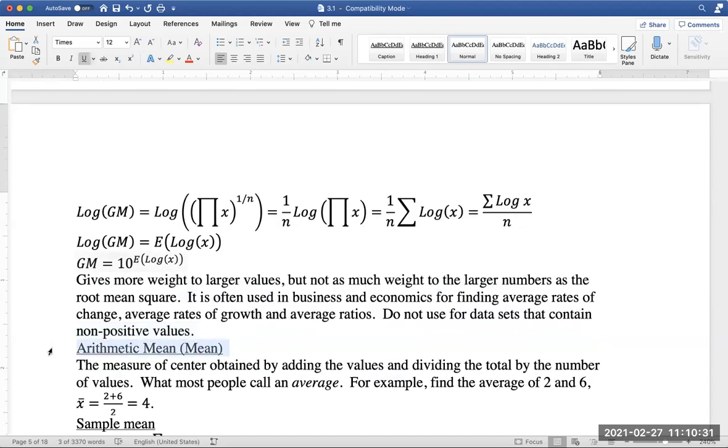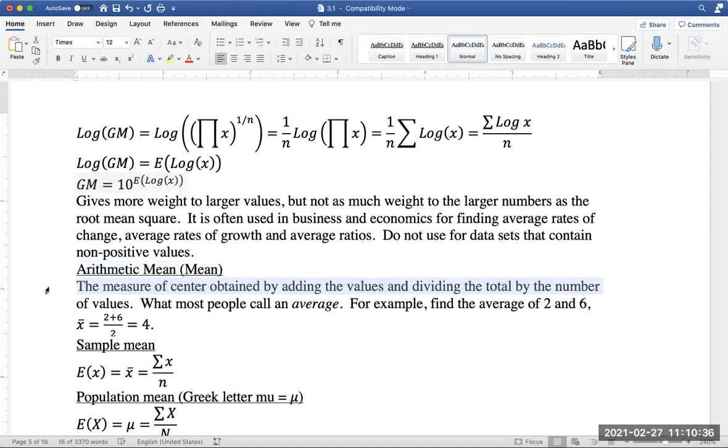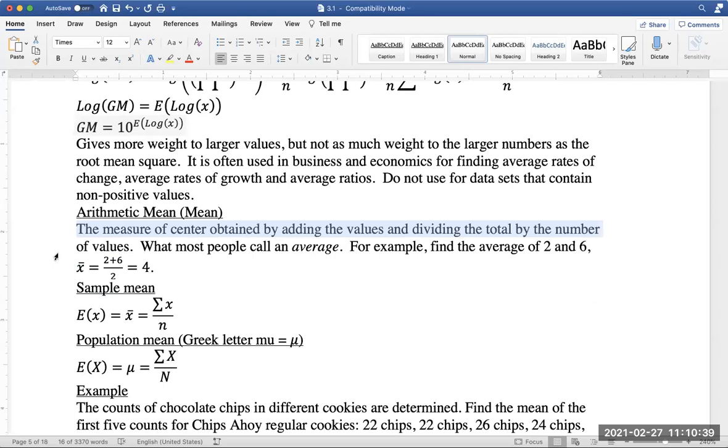So the arithmetic mean. Well, you know it, even though we haven't discussed it. Suppose I asked you to find the average of 2 and 6. How would you find it? You do 2 plus 6 divided by 2. 8 divided by 2 is 4. That is the arithmetic mean. So the average that you have seen in grade school was the arithmetic mean.